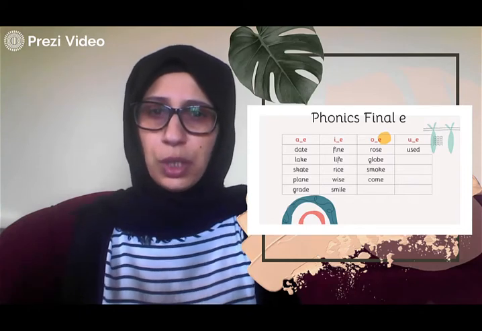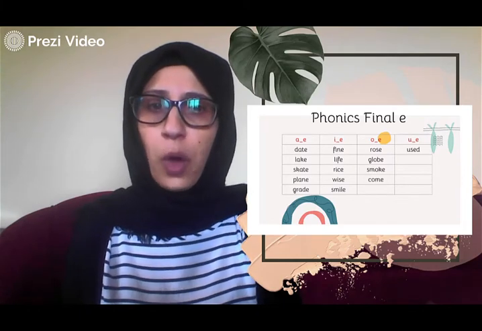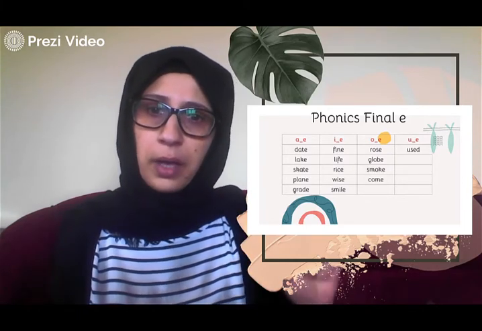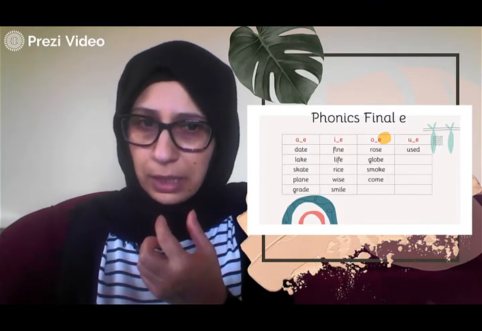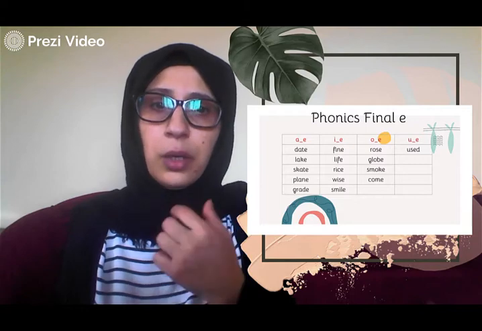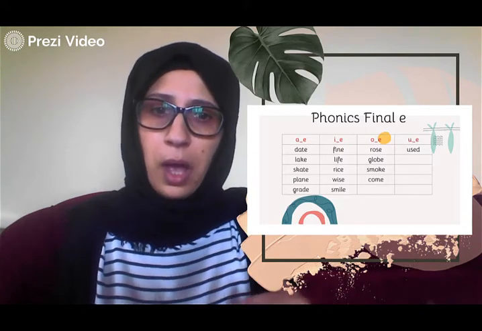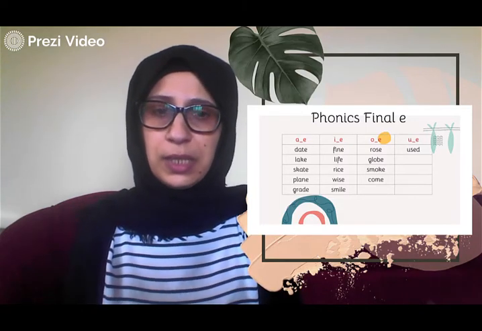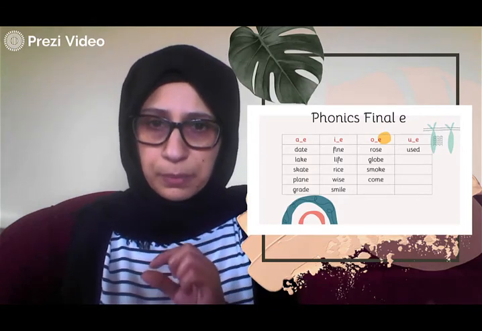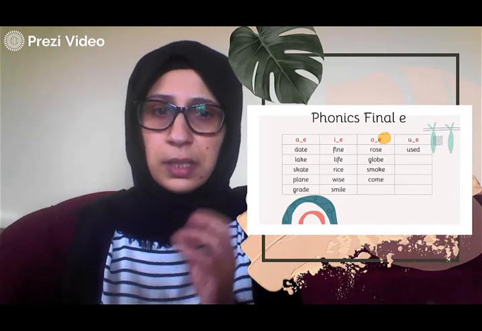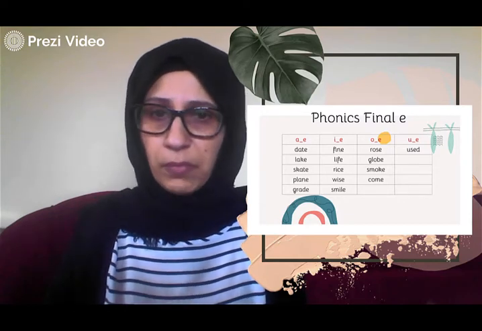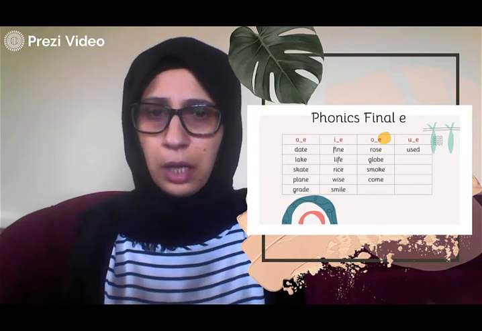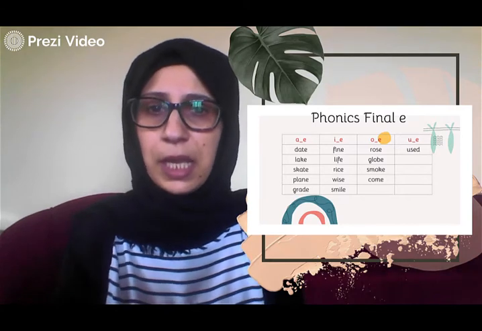Next I have the word wise, wise, W-I. Do you hear the long I sound? I'm not saying I for igloo, no, I'm saying I, W-I-S, wise. The last word is smile, sm-I-L, smile. Now for the long O, I no longer say as an octopus, no, I say O.